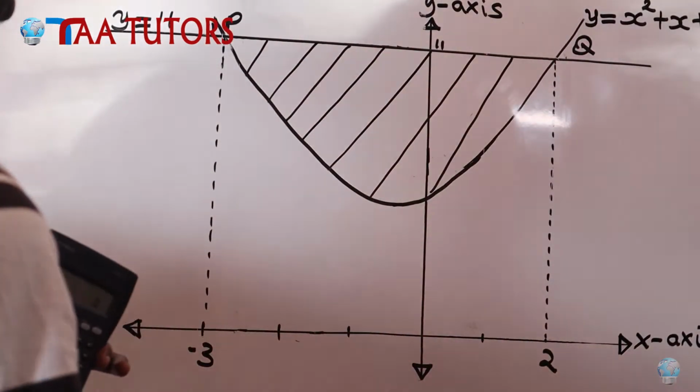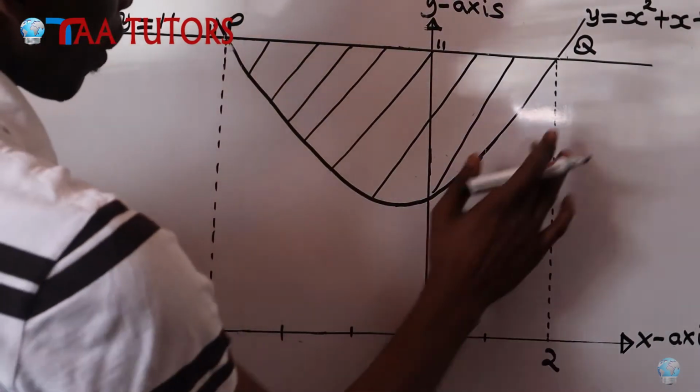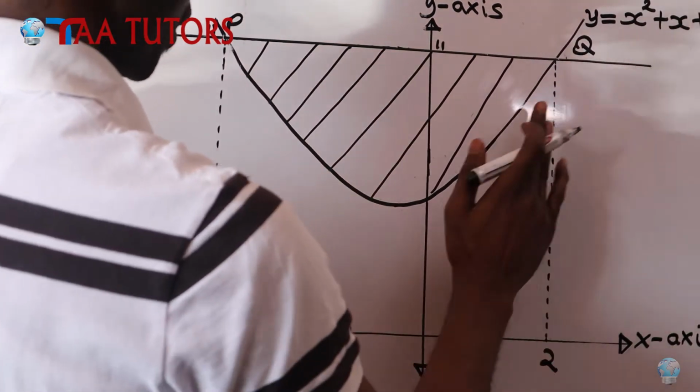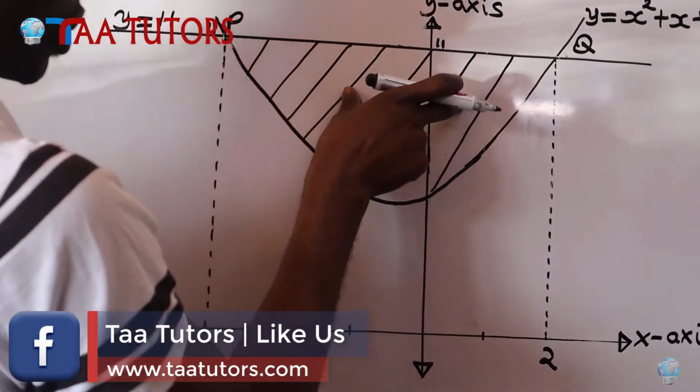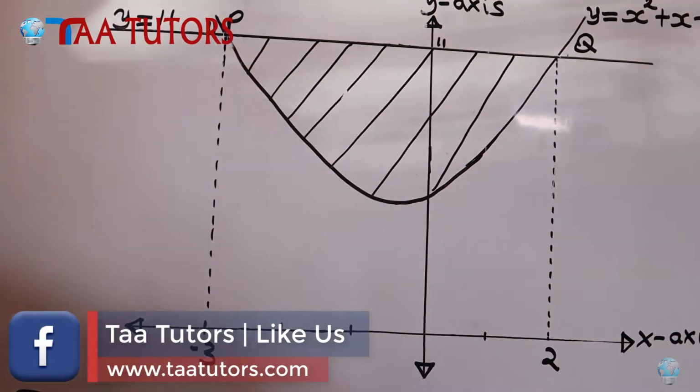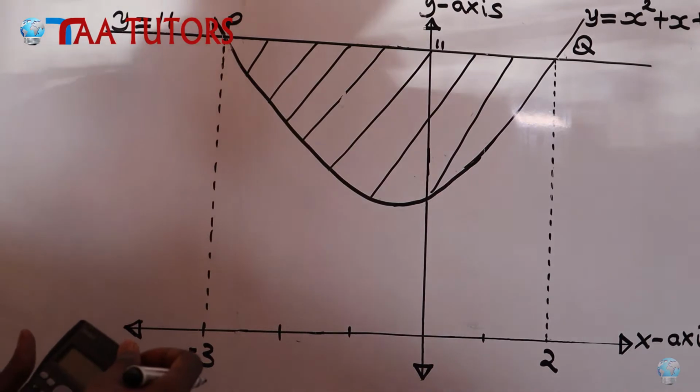But now we can get the area under the curve y equals x squared plus x plus 5. The area here, if we subtract it from the area of the rectangle, we are going to get this shaded region here. But now we are supposed to use the trapezium rule to estimate that area.